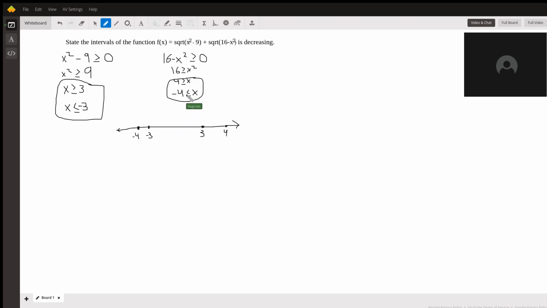So from the looks of it, if I pick a number in between 3 and 4, you can actually test this out if you want. I'm not going to do it for the sake of time. It's going to satisfy both conditions, right? So for instance, 3.5 or -3.5 is in this domain as well as the 16 minus x squared. So for the regular f of x, not f prime of x, I'm going to get to that in a minute, it's going to exist here, and it's going to exist here.